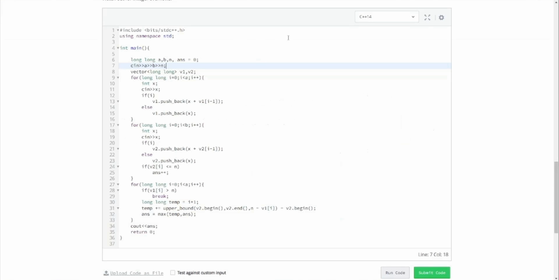Now jumping towards the code, we have included bits/stdc++.h, so we have included all the libraries, and using namespace std, obviously. Now moving towards the main part of it.